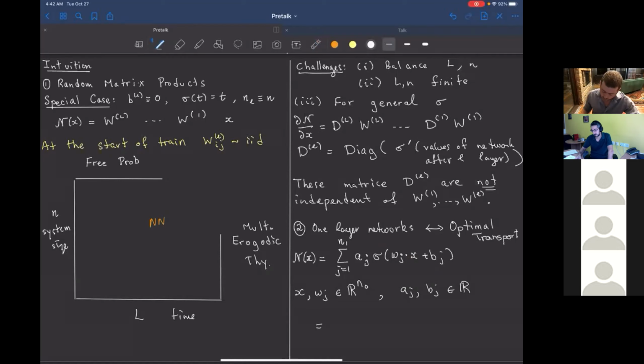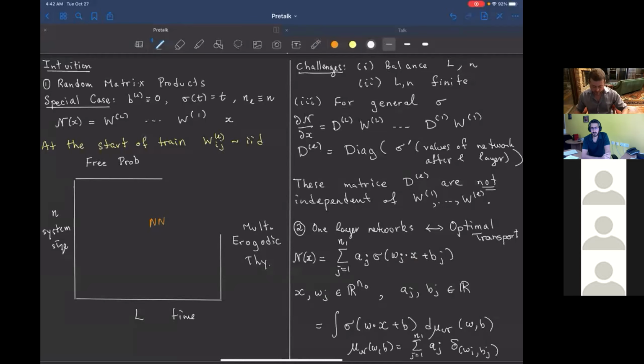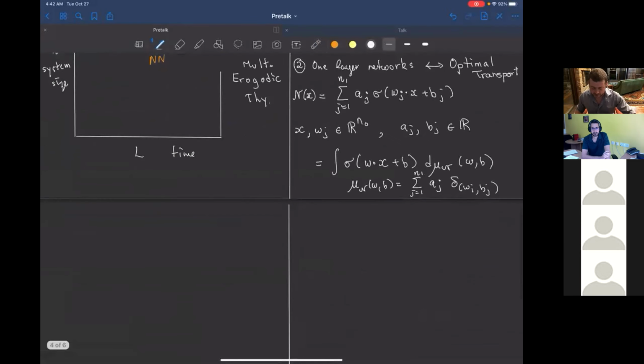So you can also write this neural network output as an integral, right? You can write it as the integral of sigma of w dot x plus b against a certain measure, d mu n of w, b. And of course, mu n of w, b is just a sum of delta functions, the sum over j from 1 up to n1 of aj delta function at wj, bj. Right, that's true. That's what we teach our calculus students: that a sum is an integral if you're just sophisticated enough, basically.